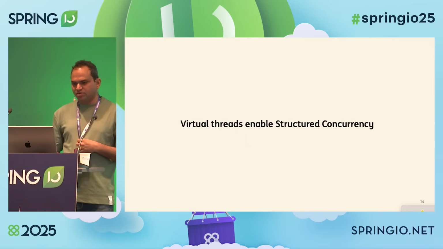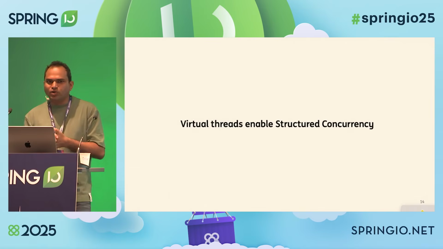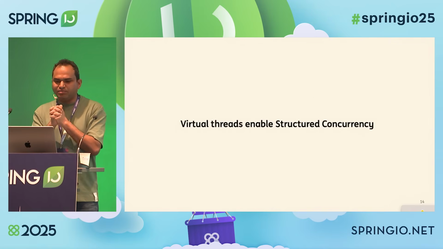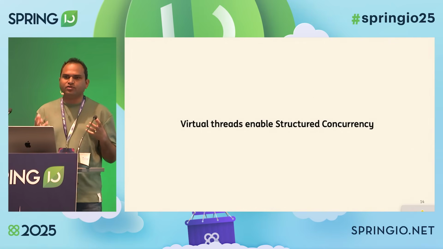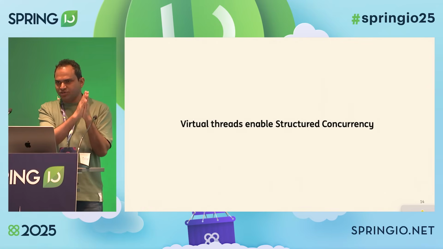The first thing we'll see is that virtual threads enable structured concurrency. Well, how do they do that? With platform threads, we have a limitation that we can't create too many of those. So we create a limited number of platform threads, and we use them very efficiently.